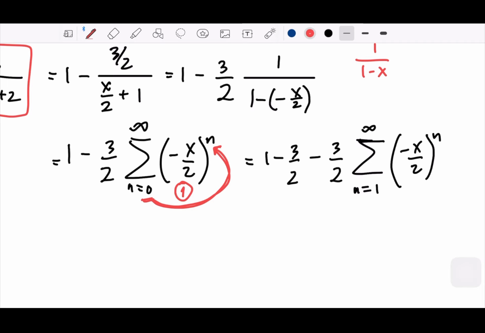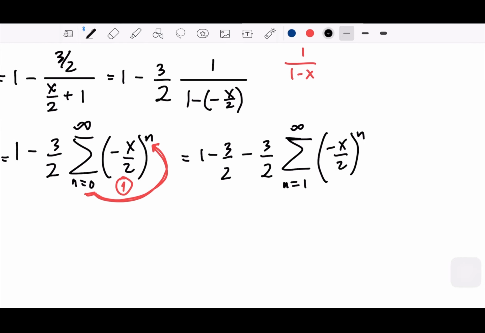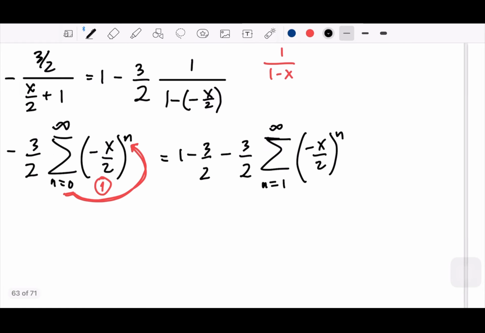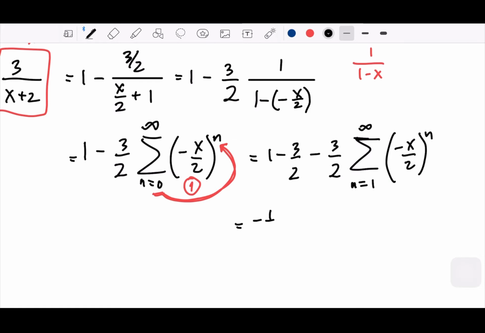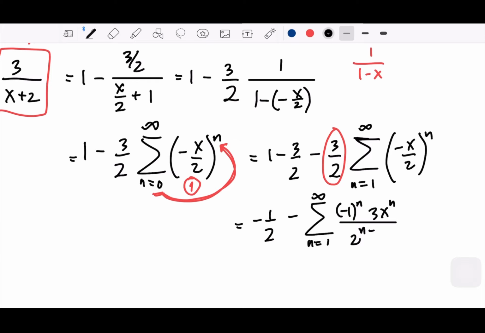So when you apply this 0 here, this will be 1. Okay, so we will have negative half, negative. We are including the 3 over 2 inside, and we will have n equals 1 to infinity. Let me write negative 1 with power of n, and then 3 x to the n, and then over 2 with power of n plus 1 because of this 2. Right?